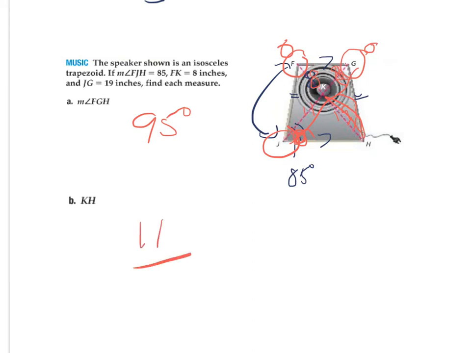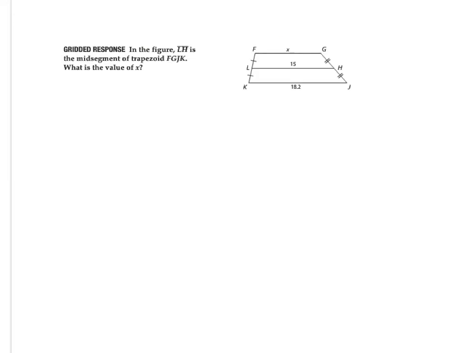All right, let's try a couple more. In the figure, LH is the mid-segment of trapezoid FJK. What's the value of X? Well, we know that the mid-segment is the average of the two bases. So base 1, 18.2, plus base 2, which is X, all over 2, is equal to 15. The average of the bases is equal to 15.